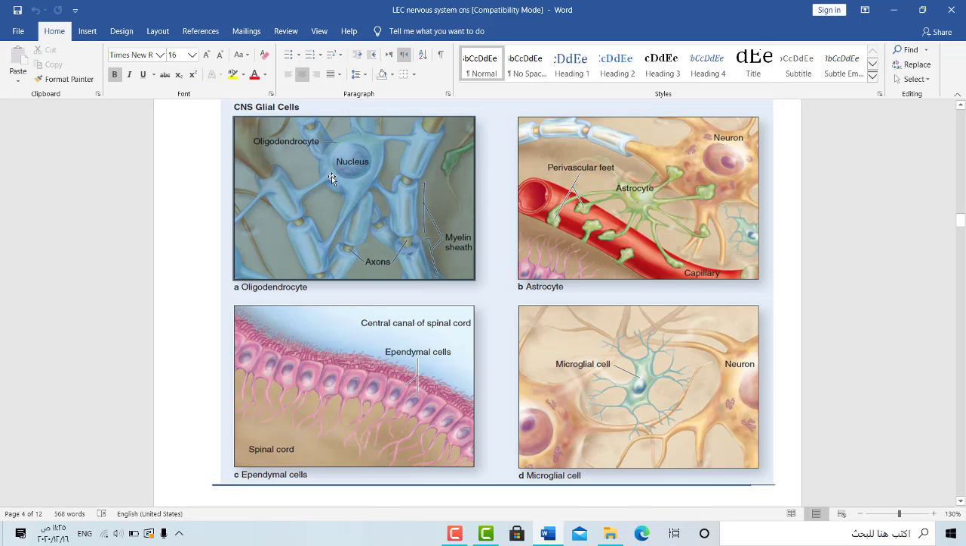Also this oligodendrocyte does not cover the axon like the Schwann cell, but in contrast, the cell body is in the center and sends processes all around the axon.